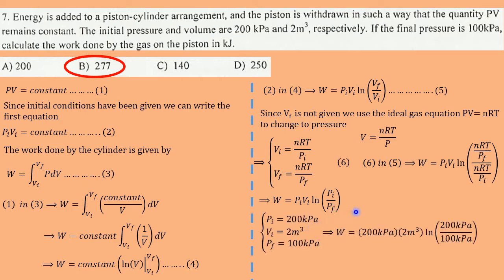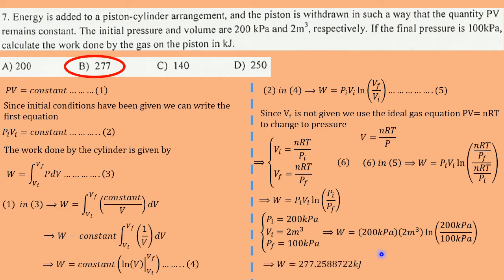So at this point, we just do our numerical analysis. Thus, we know that Pi is given in the question as 200 kilopascals. Vi, the initial volume, is given as 2 meters cubed. Pf equals 100 kilopascals. So when we have that substituted in the last equation we have there for the work, we're going to have W equals 200 kilopascals times 2 meters cubed times the natural log of 200 kilopascals divided by 100 kilopascals. So here the kilopascals cancels out the kilopascals down here, and here we have kilopascals times meters cubed. That's what gives us kilojoules, and we are not obliged to do any conversions to SI units.